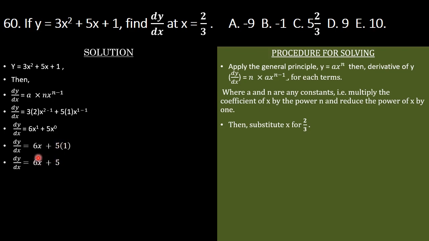Then let's substitute x for 2 over 3. We have 6 into brackets 2 over 3 plus 5. We now have 6 multiplied by 2 over 3. We have 4 plus 5 equals to 9. Therefore, dy dx is equals to 9.